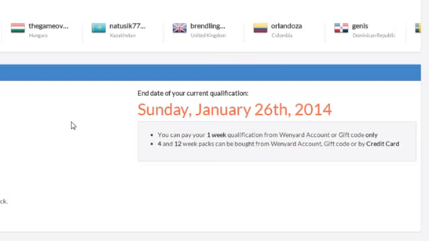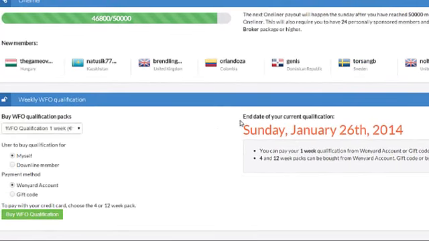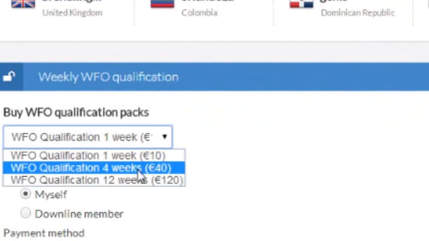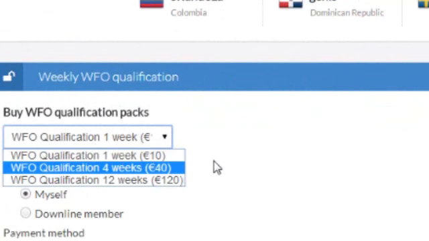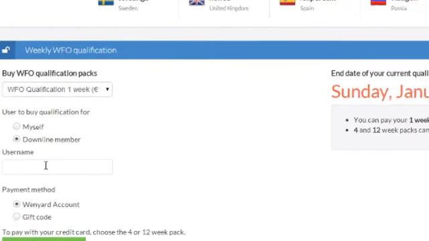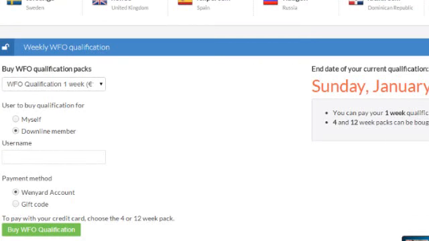And actually, it's not a fee, it's not a fine, it's an investment that person would put in. So that's a $10 WFO qualification, and they can purchase 1 week, 4 weeks, or 12 weeks, whichever they prefer to do. They can also purchase for themselves or for their downline members. They simply put in the user ID, and the funding goes toward those members, so that you can keep your members up to date as well.